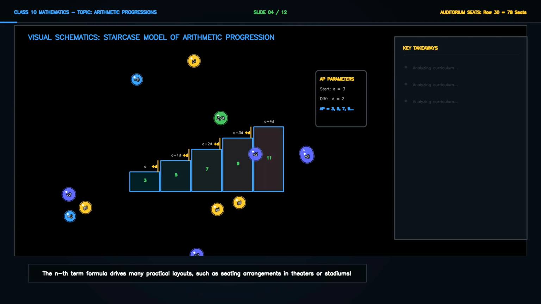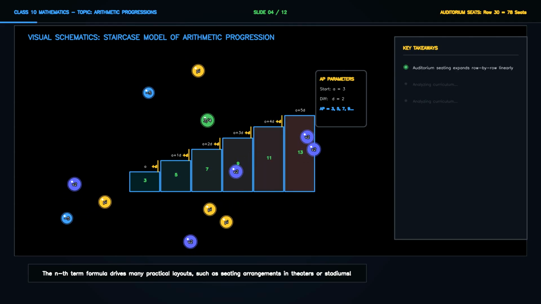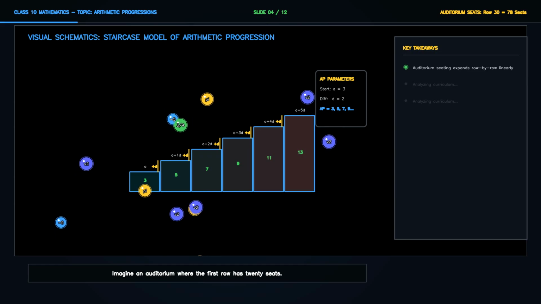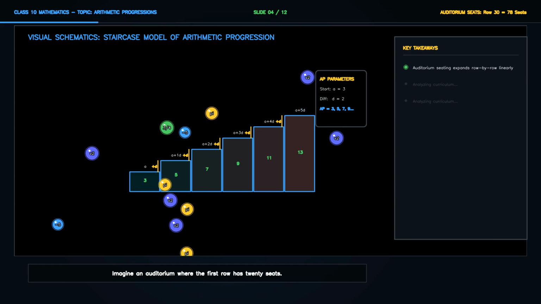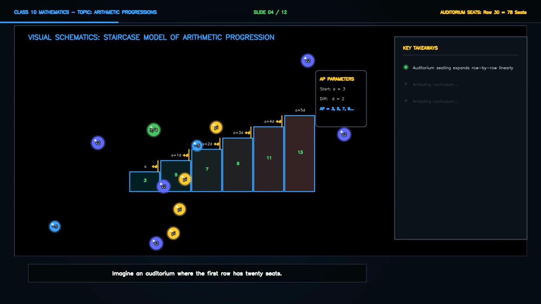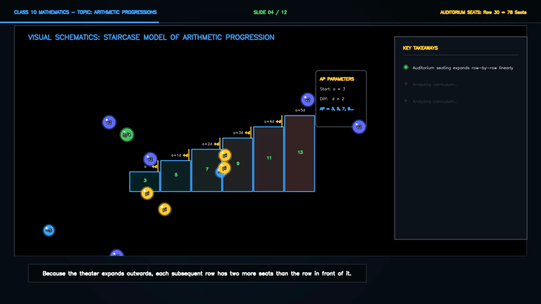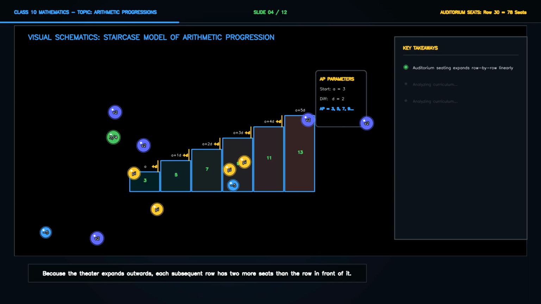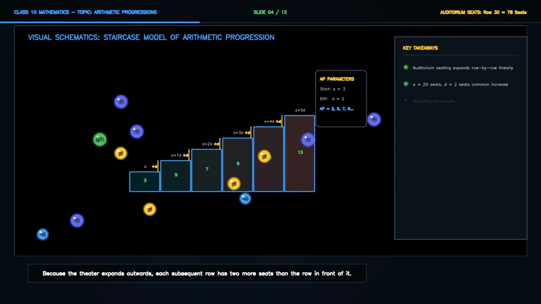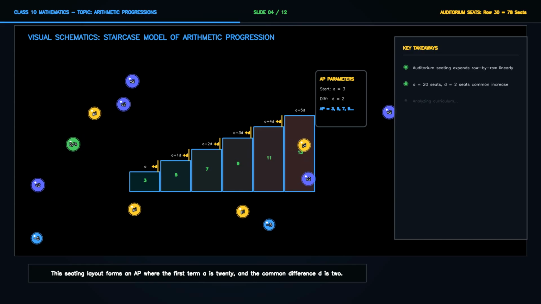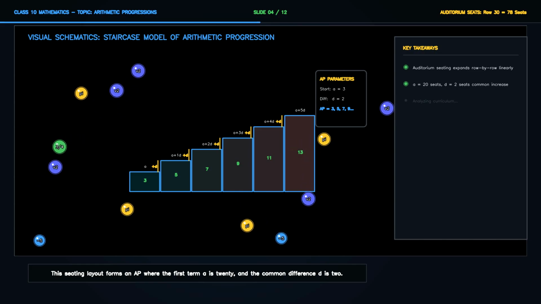The nth term formula drives many practical layouts, such as seating arrangements in theaters or stadiums. Imagine an auditorium where the first row has 20 seats. Because the theater expands outwards, each subsequent row has 2 more seats than the row in front of it. This seating layout forms an AP where the first term a is 20 and the common difference d is 2. Row 2 has 22 seats, and row 3 has 24.